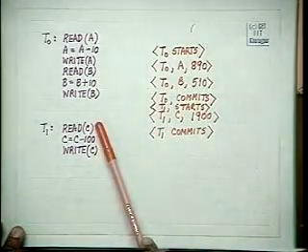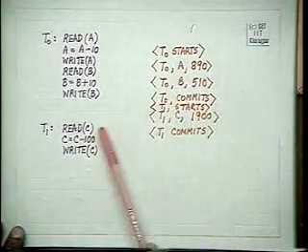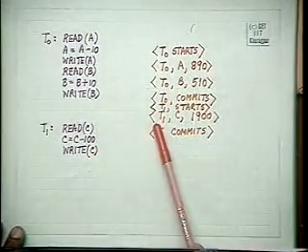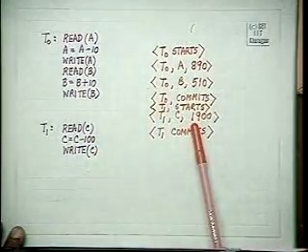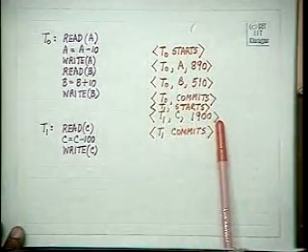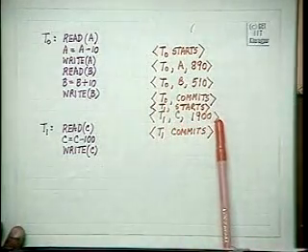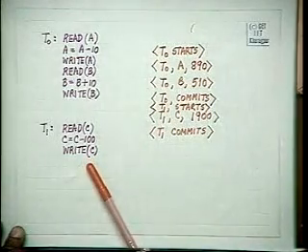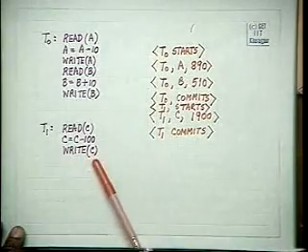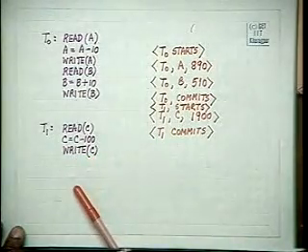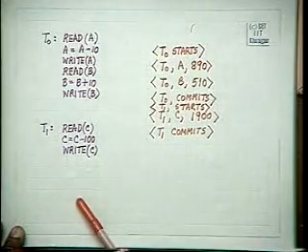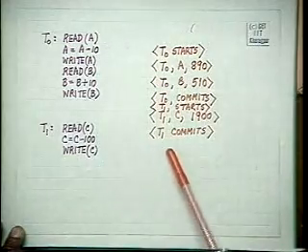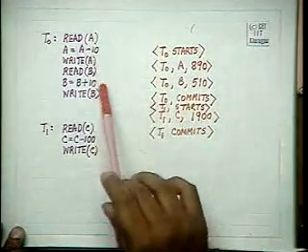Similarly, before T1 starts, <T1 starts> will be written, then read C assigned C minus 100, write C. Whenever this happens, <T1, C, 1900>, which was 2000, it will become 1900, will be written into the log. This log record will be written into the stable storage. After this, the transaction will partially commit, and then the actual write operation will take place into the disk. After that actual write operation is completed onto the disk, the <T1 commit> log record will be written onto the stable storage. This is the sequence of writing when T0 is executed after T1.